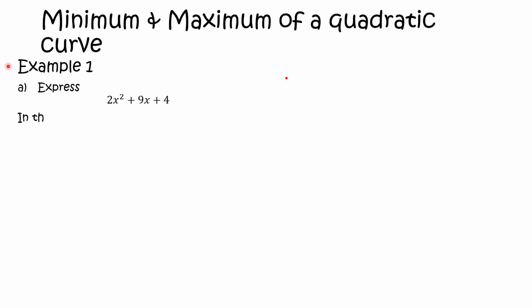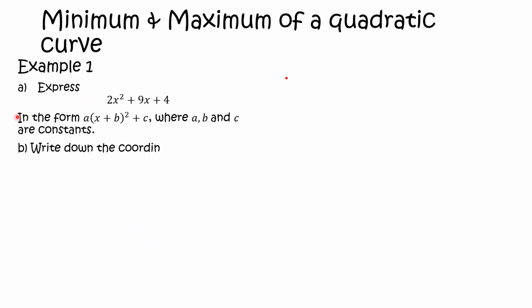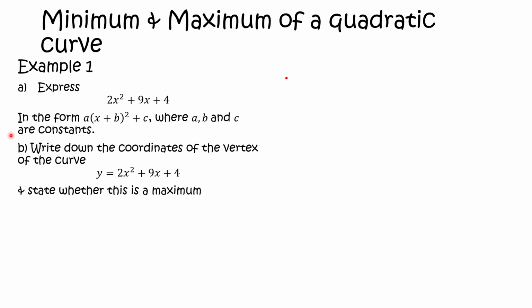Let's take a look at an example. Example 1: express 2x squared plus 9x plus 4 in the form a(x plus b) squared plus c, where a, b, and c are constants. Write down the coordinates of the vertex of the curve y is equal to 2x squared plus 9x plus 4, and state whether this is a maximum or a minimum point.